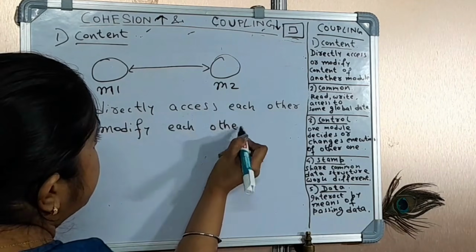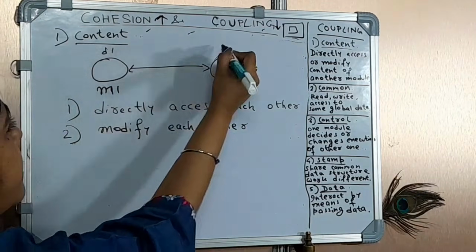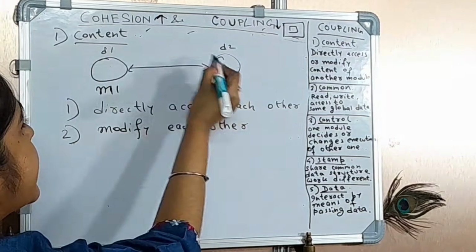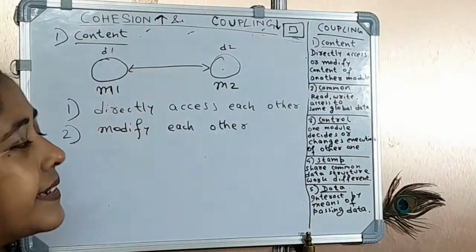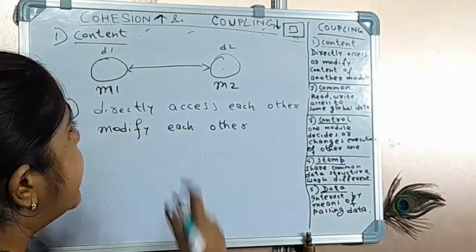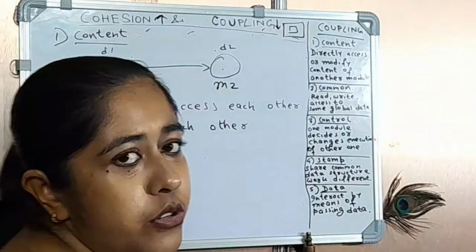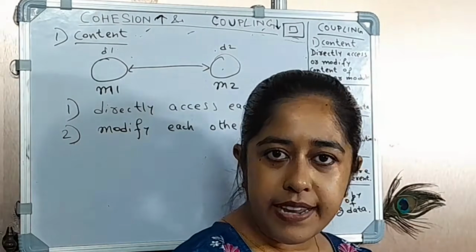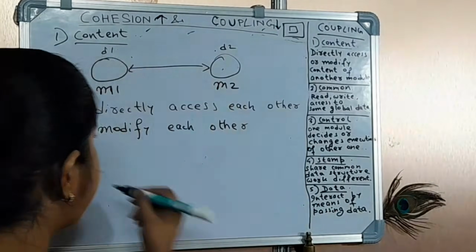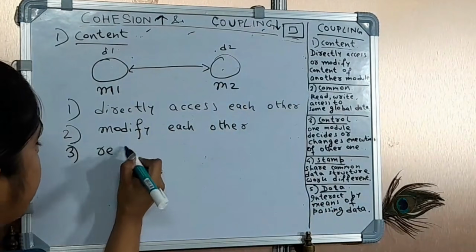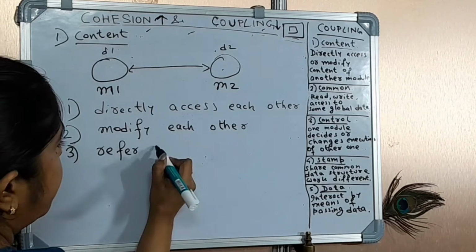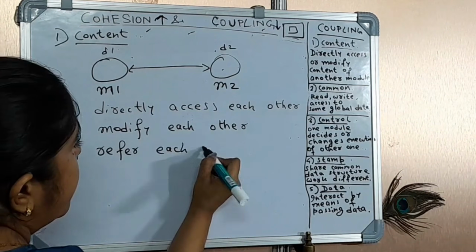Okay. Suppose some data D1 is there, and some data D2 is there. These can easily modify the data of module 1, and these can easily modify the data of module 2. Then third, they can refer to each other's data. They can refer to each other.